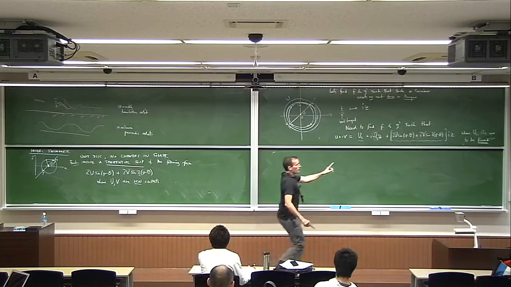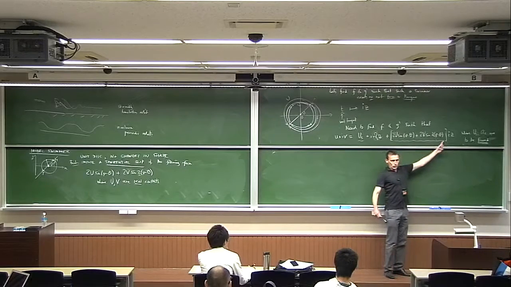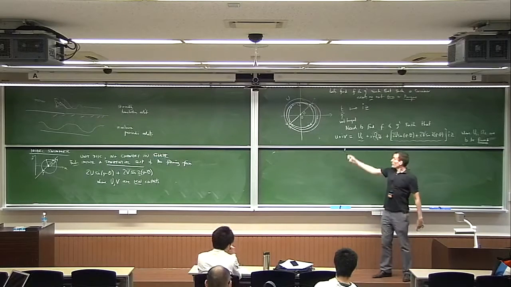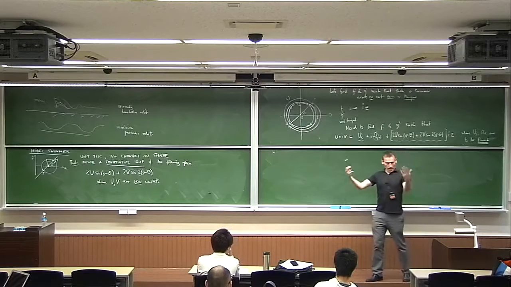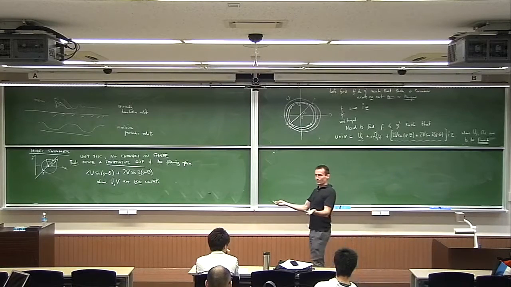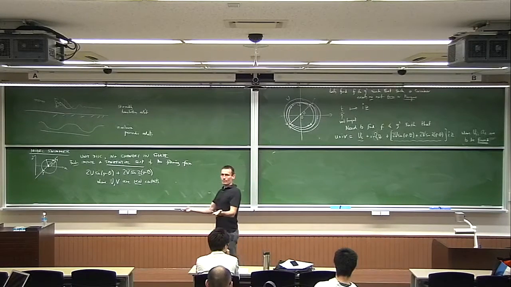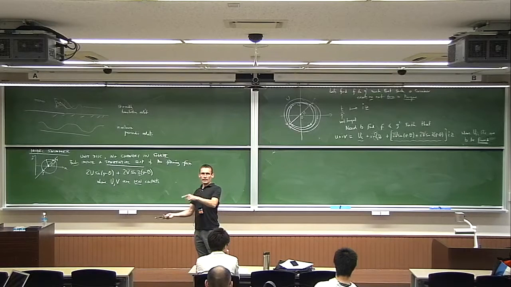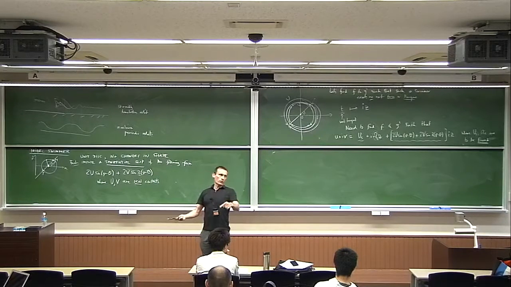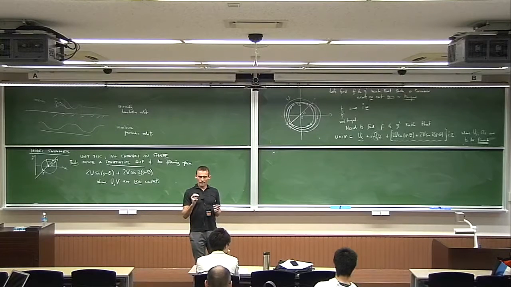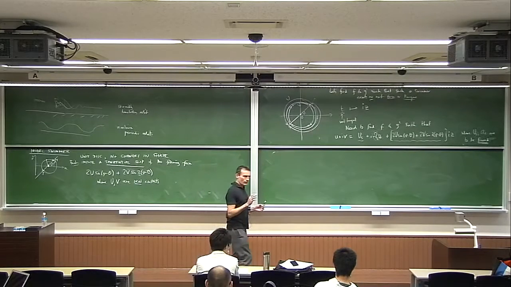I will insist, however, that the slip is of this form. But then the values of this and this will come out. See? They will be dictated by the condition that there's no net force or net torque. Everyone understand? I'll say it again because it's so important.